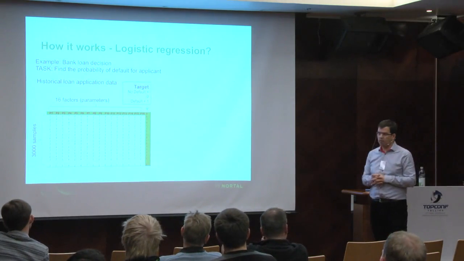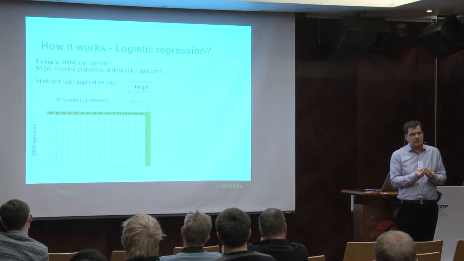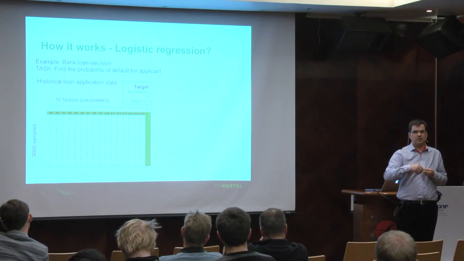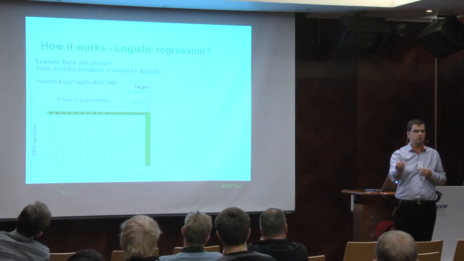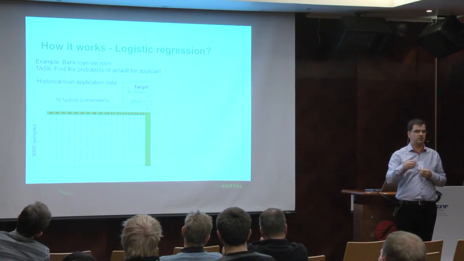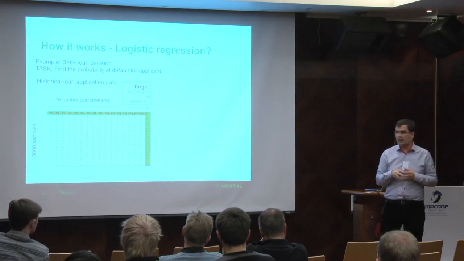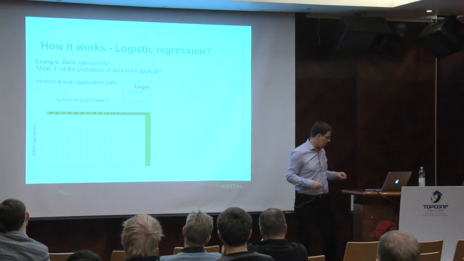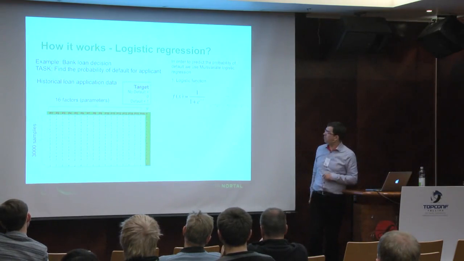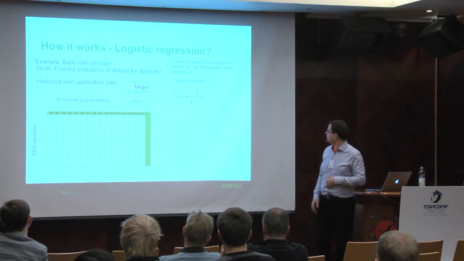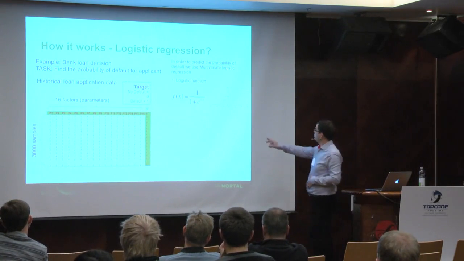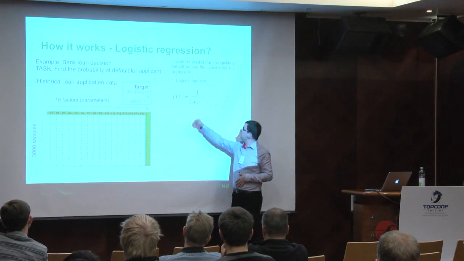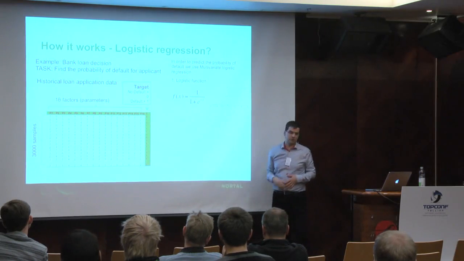Now I would like to draw up a model where I could apply a new applicant, and the model will tell me whether it will be bad or good. And what I do is model this with a logistic function, which has a form like this, and this is the graph of it.